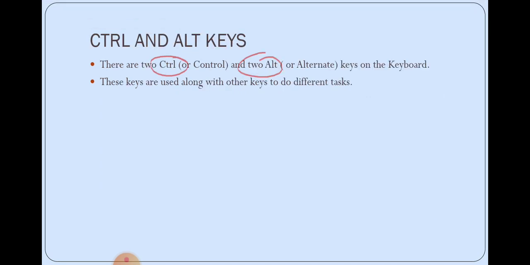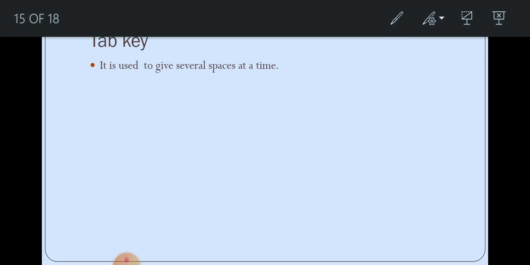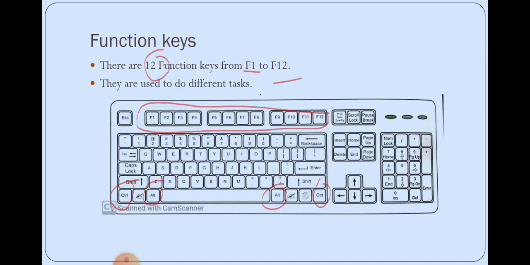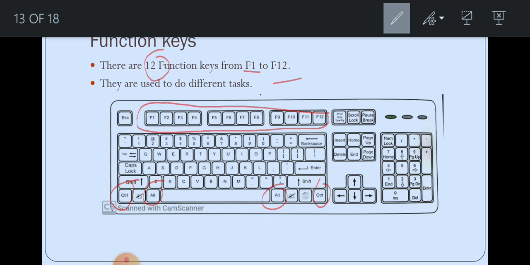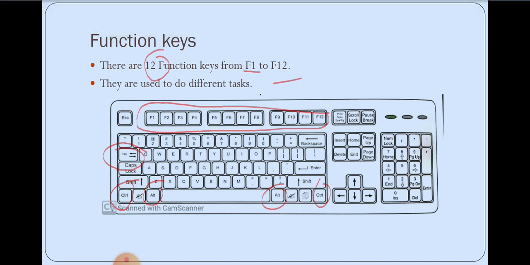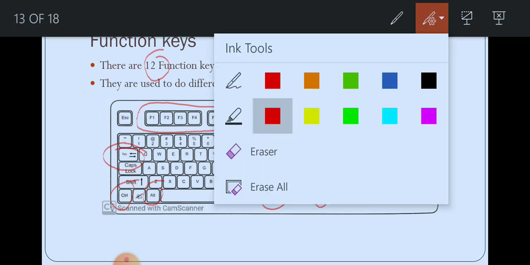Next I will discuss the tab key. Now what is the function of the tab key? It is used to give several spaces at a time. Now let me show you the location of the tab key. This tab key is present in this portion of the keyboard. Can you see? Okay.